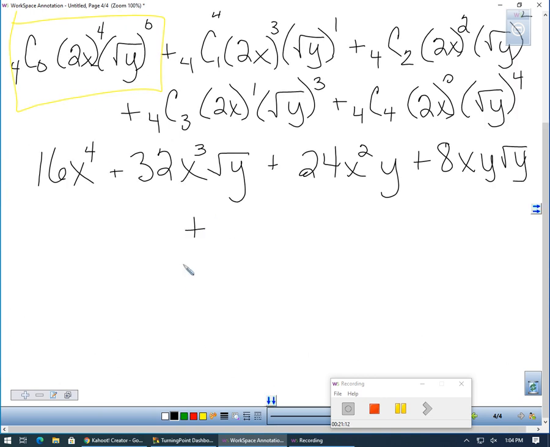Plus, last one. 4 choose 4 is 1. 2x to the 0 is 1. Tell me about the square root of y to the 4th. Y squared. Very good. So for this term right here, I'm okay if you decide to write it as y to the 1/2, or y to the 3/2. That's fine with me, it doesn't matter. Any questions? That's as hard as it gets, right there. Awesome.